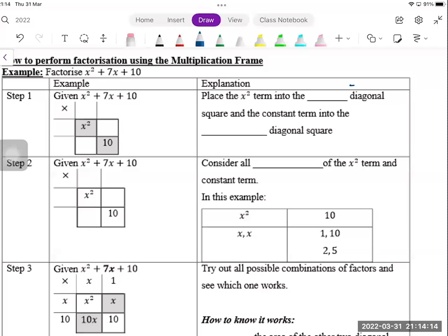We start off with, let's use this example, x squared plus 7x plus 10. First thing is I know that my x squared and my plus 10 will naturally fit into these two positions. So we place the x squared term in the top left.